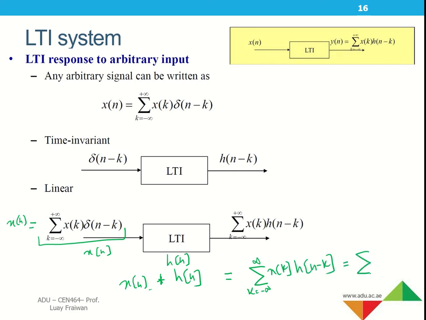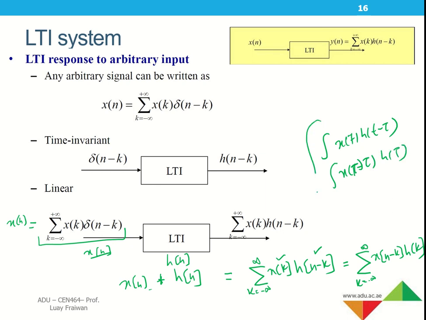Or, like in continuous time, we may shift this one or this one, so it could become x of n minus k or h of k. So this is just a simple convolution operation, where a signal is convolved with the impulse response h of n, so that we will get the output. It's similar to what we get in the time domain, x of t minus tau, sorry, x of tau into h of t minus tau, the convolution of the two signals.